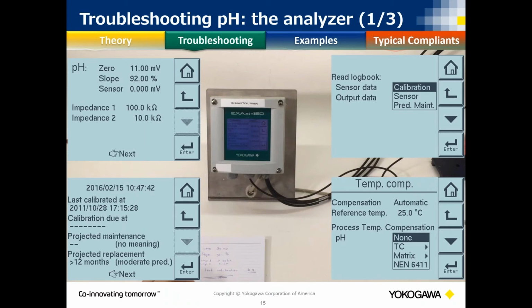And then the other thing that we're going to look at is that temperature compensation. The top temperature compensation is normally what everybody calls just ATC, that's set to automatic and goes back to 25C. But we're also going to look at make sure that you don't have programmed in there a process temperature coefficient.